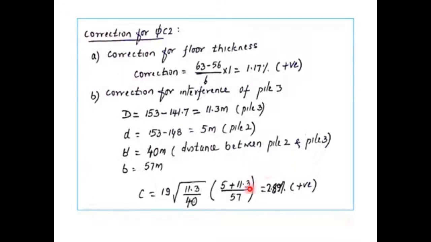So what is the depth of that pile 3 from the level 153 has to be calculated. So 153 minus 141.7, which is 11.3 meters. Similarly, the depth of the pile considered is pile 2, which is 5 meters. The total distance is 40 meters between the two piles, and B. So here the correction should be applied. Here E2 is at the rear of pile 3, so heading up of water takes place and pressure increases, so 2.89 has to be the positive correction to be applied.